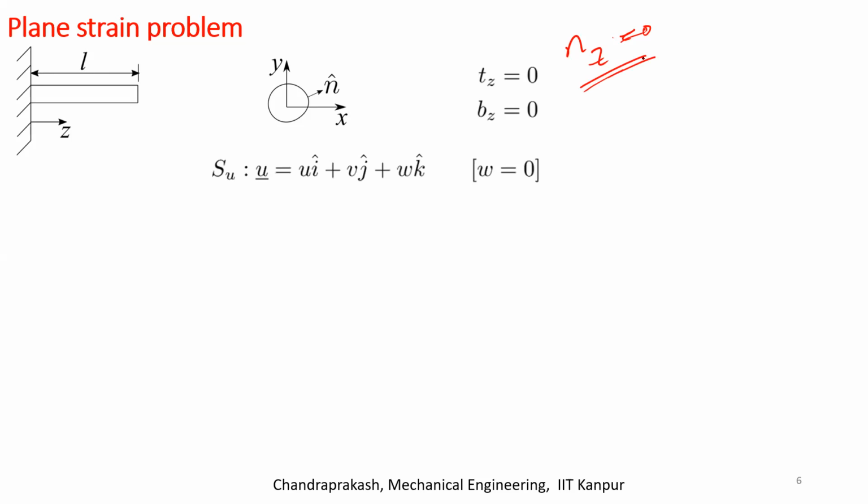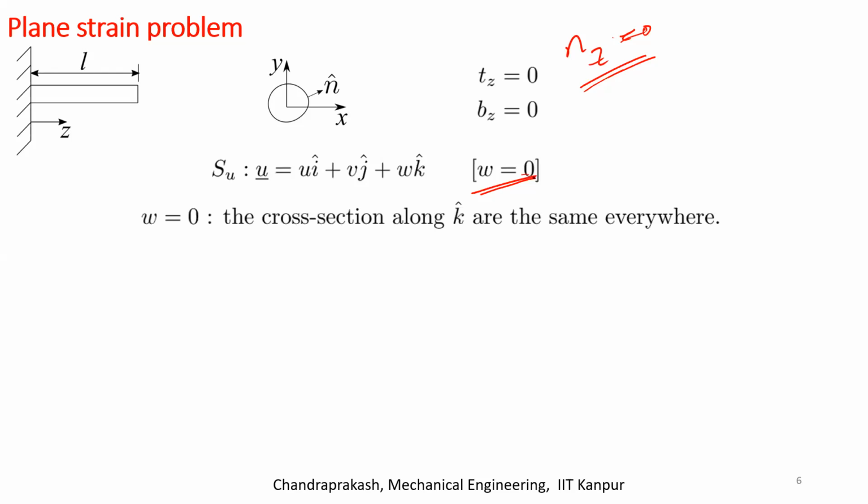Okay. So what are the boundary conditions? The displacement boundary condition, as we have derived in the previous slide, the Z component of displacement is 0. Right? And that is when it became a plane strain problem. And the cross sections are same everywhere. I mean, something which I'm rewriting and re-saying the same thing again.